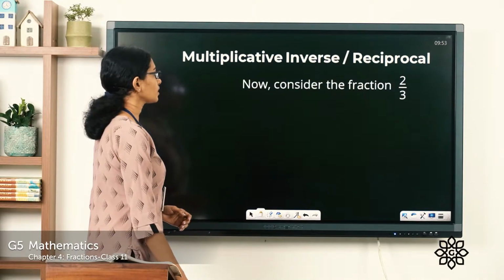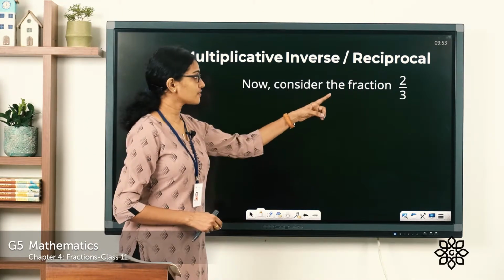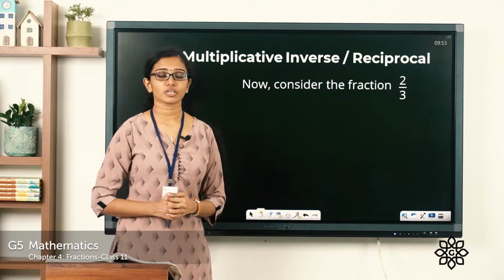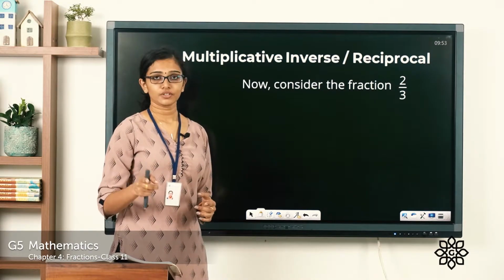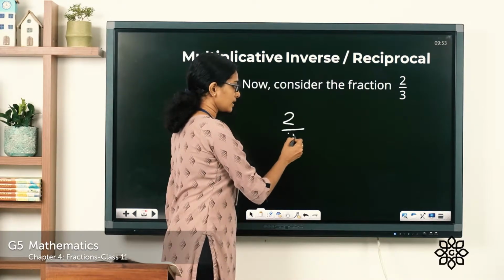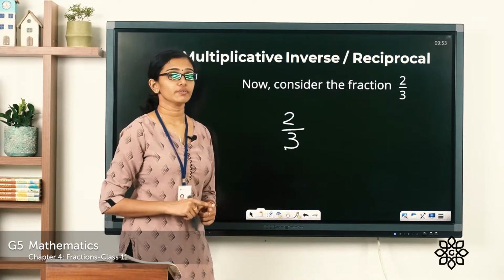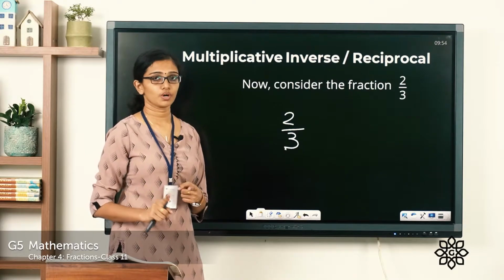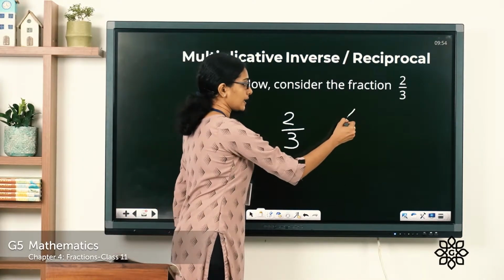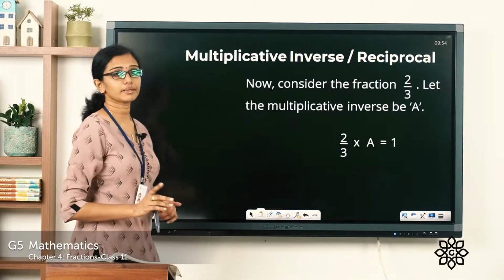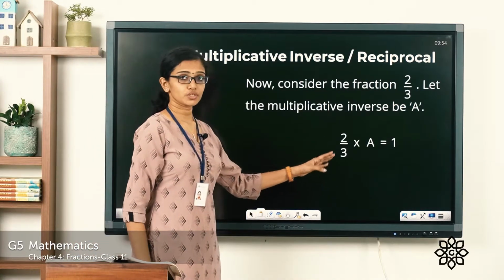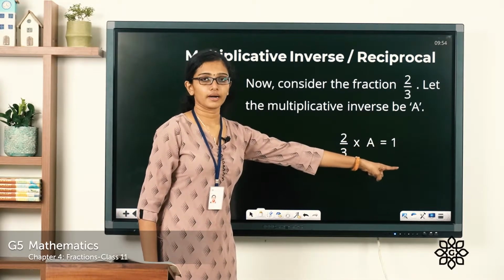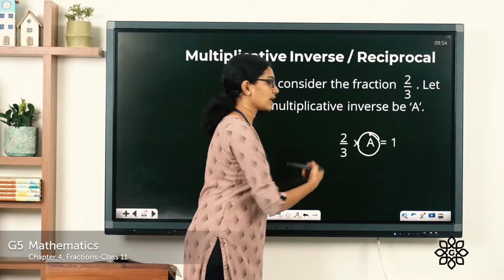Now, consider a fraction. We have a fraction here, 2 by 3. So, how would we find out the reciprocal or the multiplicative inverse of a fraction? So, by definition, the product of 2 by 3 and its reciprocal should give you the product which is equal to 1, right? So, let's suppose the multiplicative inverse of this given fraction is a. So, let the multiplicative inverse be a. So, by definition, 2 by 3 into a, which is the multiplicative inverse, should be equal to 1. Now, we have to find out this a, right?